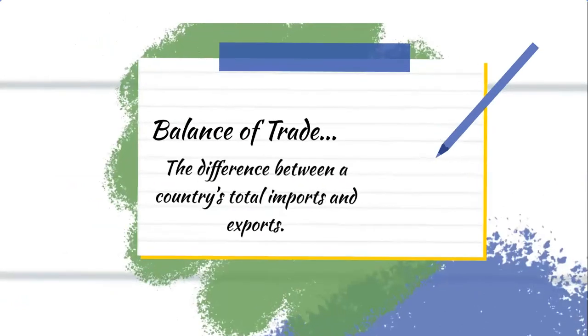Another very similar term is balance of trade. However, it is completely different from balance of payment. Balance of trade is the difference between a country's total imports and exports. So when we deduct total imports from total exports, the net of exports is considered as the balance of trade. It can be favorable and unfavorable depending on the amount of exports over the imports.